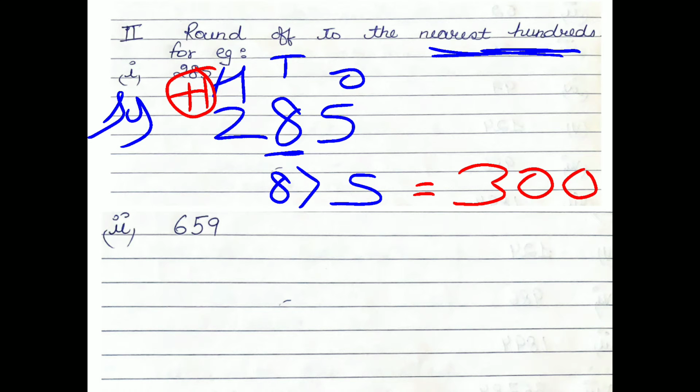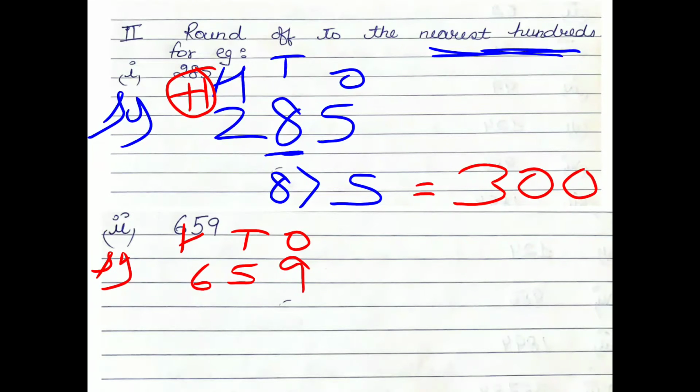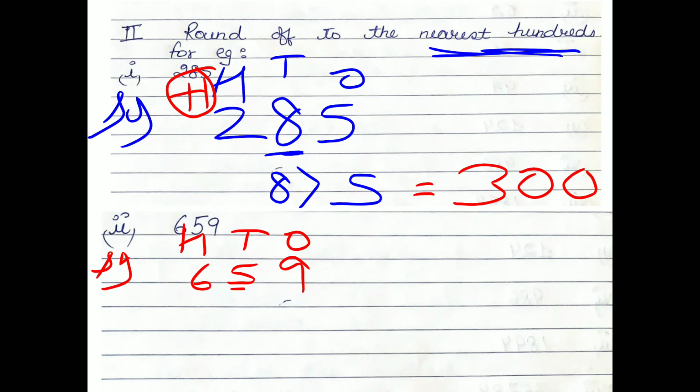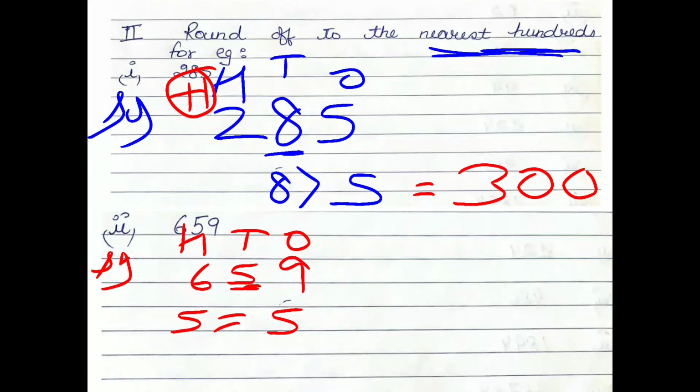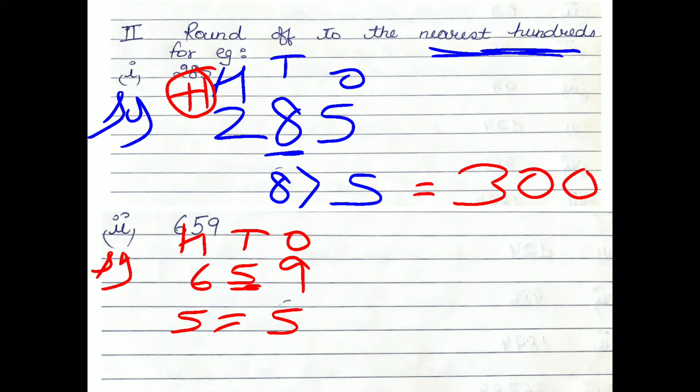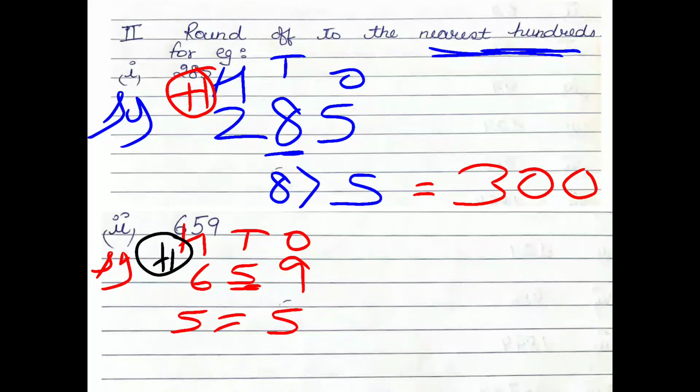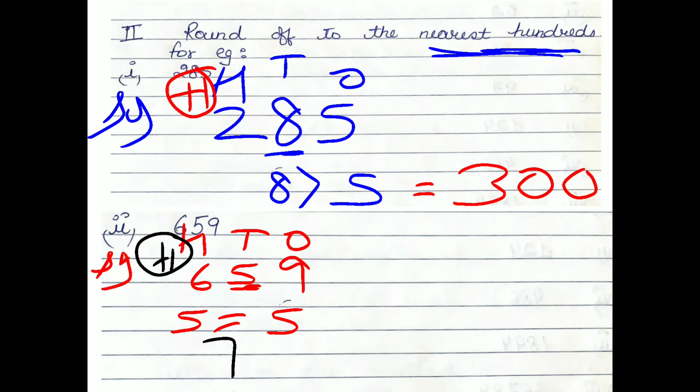Now see second part. Here also you write 6, 5, 9. Above the number write down ones, tens, 100. Clear? Now which place do you have to compare? Tens place with 5 only. Now 5 is equal to 5. In this case also, what do you do? You will add 1 on 100 place. 1 plus 6 becomes 7. And after 100 place you have to make ones and tens place both 0. Clear? Because you are doing round off to nearest 100.